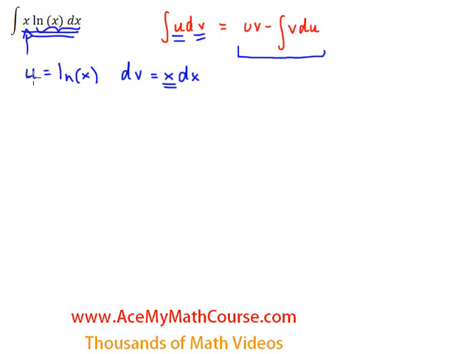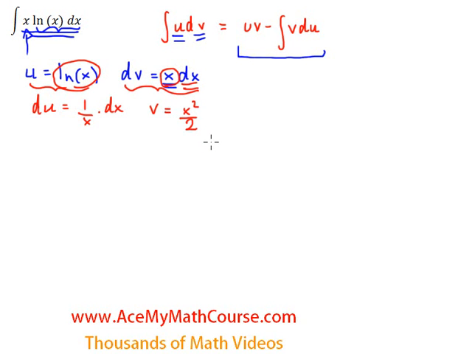So, without further ado, let's just work out our du. And how do we do that? Well, we're just going to take the derivative of ln of x, which is 1 over x, and we write the differential dx, because we differentiated, so we took the derivative with respect to x. Over here, now we need to figure out what v is. And the integral of x is just x squared over 2. And of course the differential is gone because we integrated both sides.